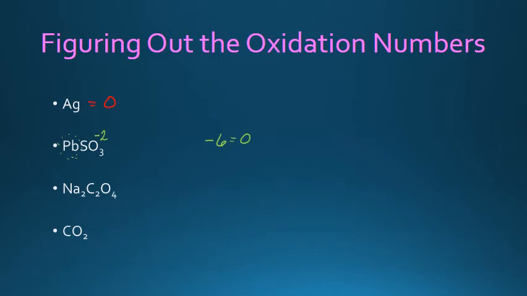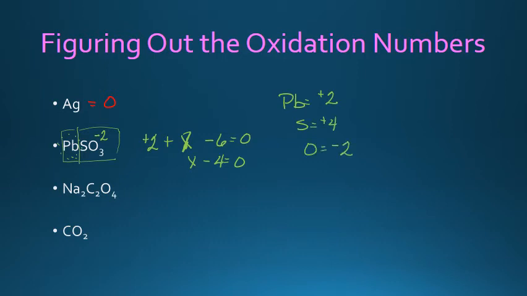But we've got to figure out its charge. Well, if this half of the molecule has a charge of negative 2, then lead has to have an oxidation number of positive 2, because it would be the same as its charge. The problem is we don't know the oxidation number of sulfur, so I'm going to use an X for that. Then it's simple algebra. X minus 4 equals 0. Therefore, lead has an oxidation number of plus 2, since it's a monoatomic ion. Sulfur then has an oxidation number of plus 4, and oxygen has an oxidation number of negative 2.